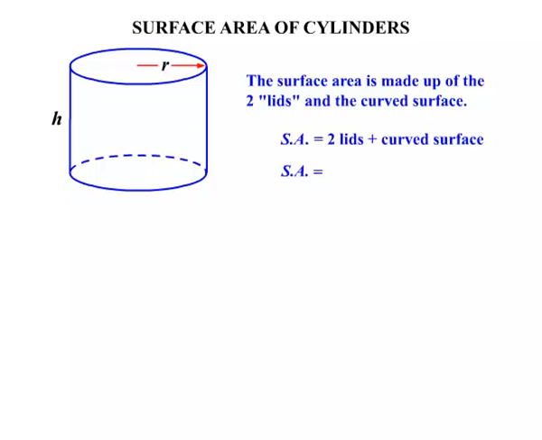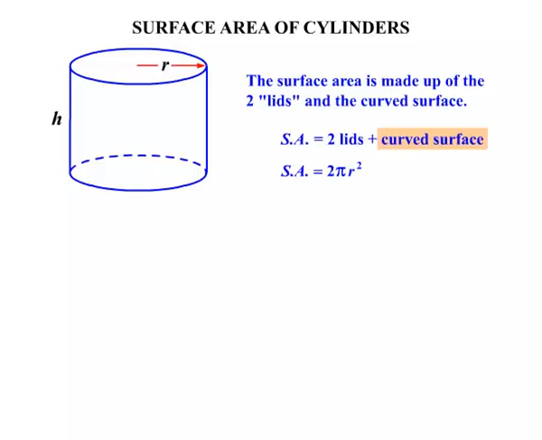And we come up with the formula SA equals, well, the two lids firstly, that's the top lid and that's the bottom lid if you like, okay? Both of them are circles and the area of a circle is pi r squared. But since we have two of them, let's multiply by 2. So we have 2 pi r squared so far.